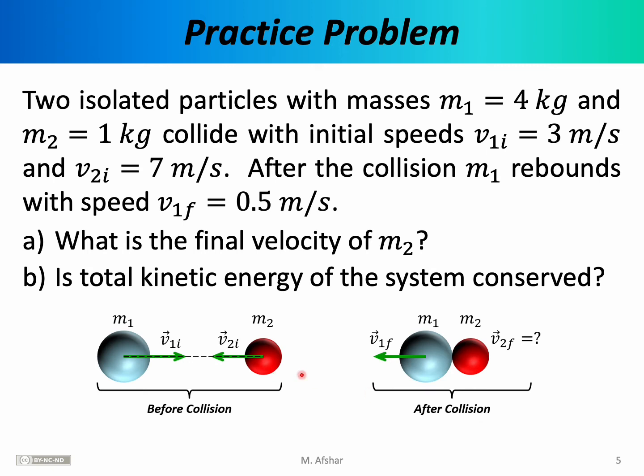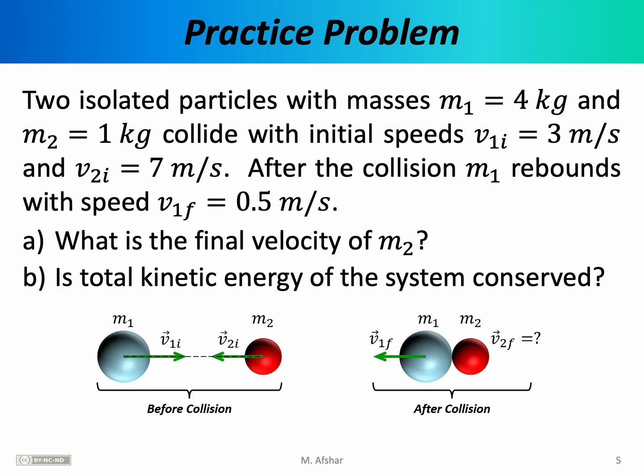Notice that this is the typical model of a collision problem for us in this course. Two objects with known masses, 4 kilograms and 1 kilogram. The initial velocities are known. One of the final velocities is given to us, the other one is not. Notice that actually the velocities are not given to us, it's the speeds that are given to us. So we need to be a little more careful as we start doing our calculations.